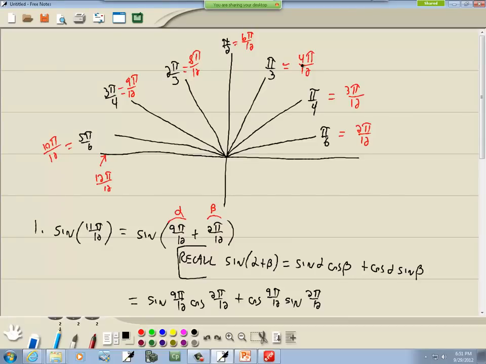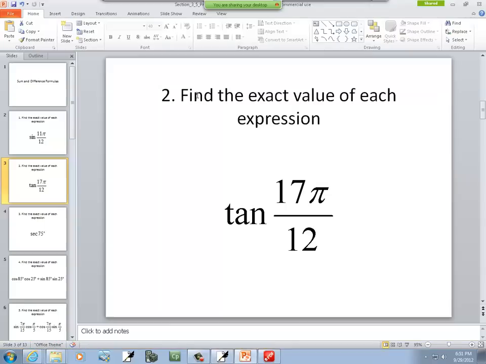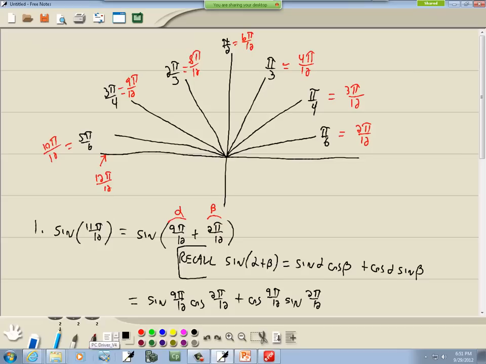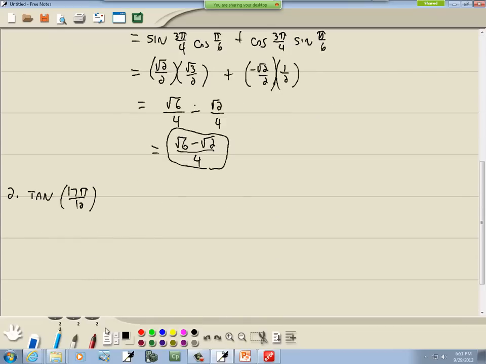There's 12, but there's no 5. 10, but there's no 7. 9 pi and 8 pi. That gives you 17 pi. So it's 9 pi over 12 plus 8 pi over 12.